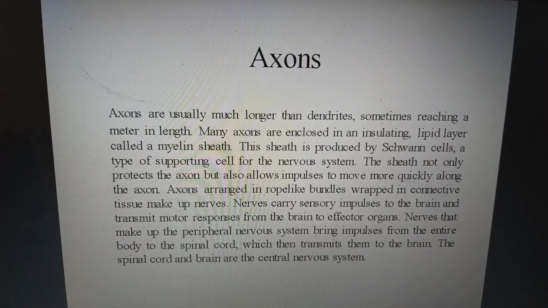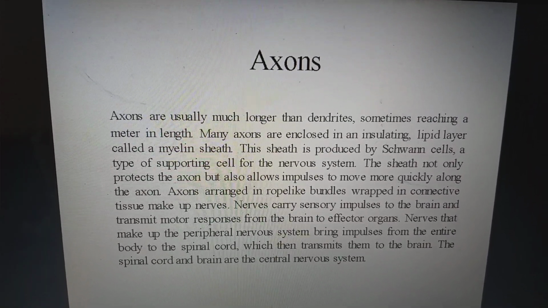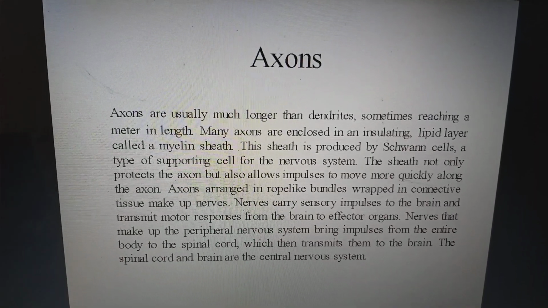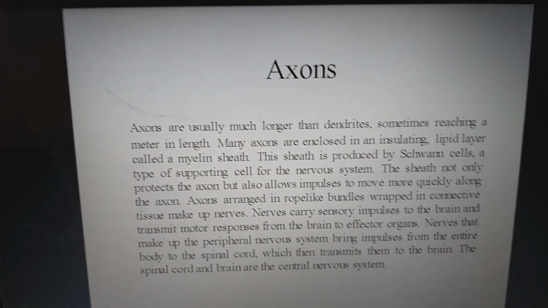So the nerves that make up the peripheral nervous system bring the impulses from the entire body to the spinal cord, which then transmits them to the brain. So the spinal cord and brain are the central nervous system.